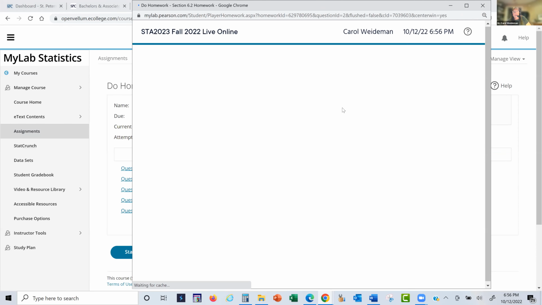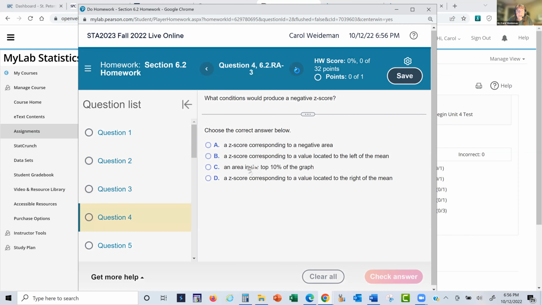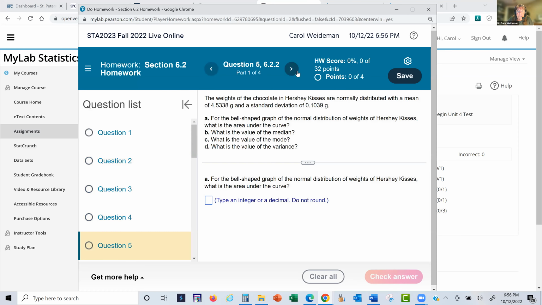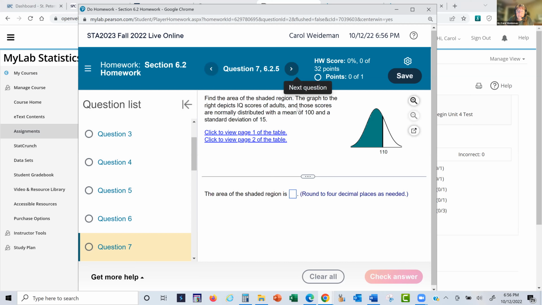And let's see what we have in here. So it's going to follow similar to the problems that I went over with you. There's going to be some definitions in the beginning. And so here's one here. So again, non-standard normal.